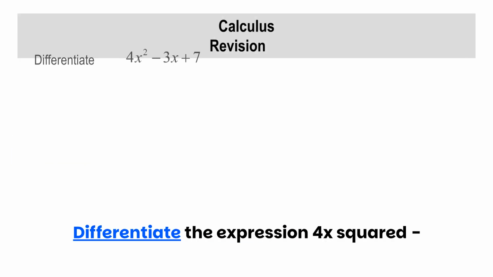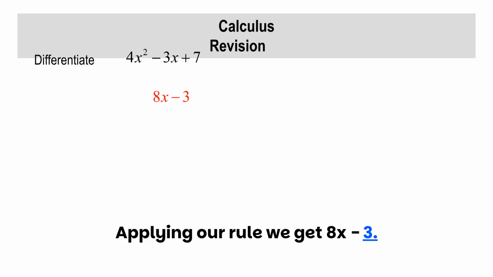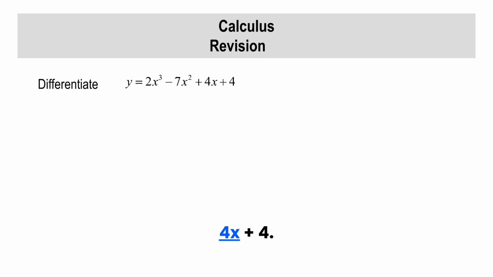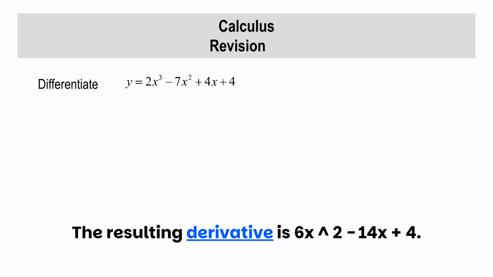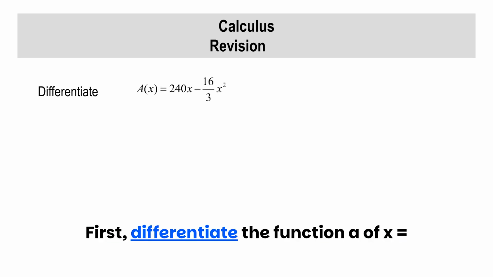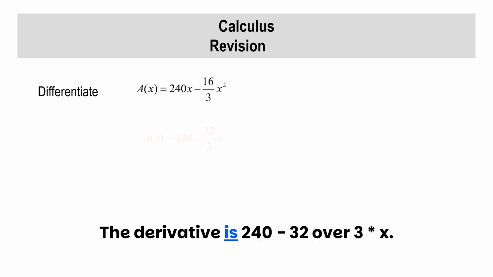Let's practice. Differentiate the expression 4x squared minus 3x plus 7. Applying our rule, we get 8x minus 3. Finally, differentiate y equals 2x cubed minus 7x squared plus 4x plus 4. The resulting derivative is 6x squared minus 14x plus 4. Let's review these calculus examples. First, differentiate the function a of x equals 240x minus 16 over 3 times x squared. The derivative is 240 minus 32 over 3 times x.